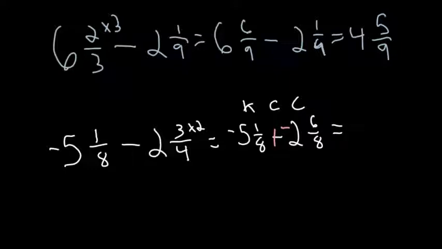So now this is just an addition problem, and the signs are the same, so I'm going to add. So 6 plus 1 is 7 over a common denominator of 8, and then negative 5 plus negative 2 is going to give me negative 7. So my final answer is negative 7 and 7/8.